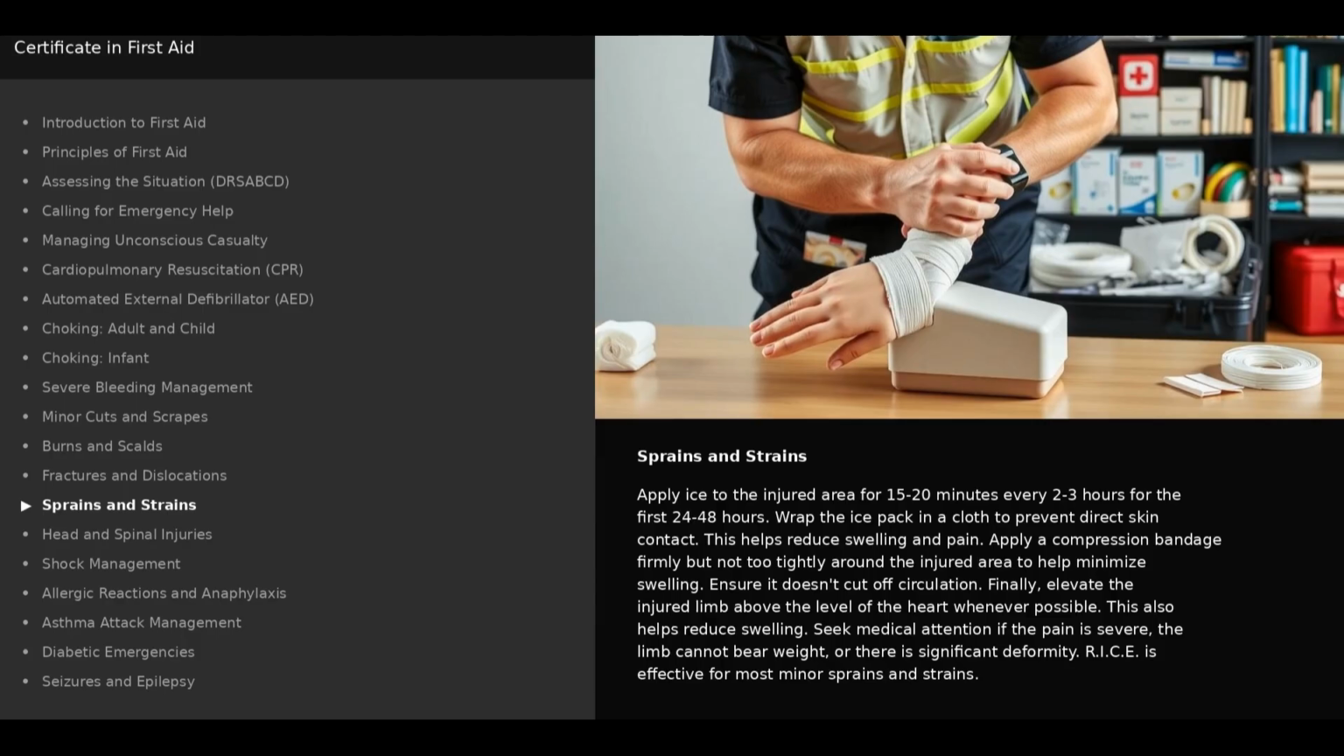Apply a compression bandage firmly, but not too tightly, around the injured area to help minimize swelling. Ensure it doesn't cut off circulation. Finally, elevate the injured limb above the level of the heart whenever possible. This also helps reduce swelling. Seek medical attention if the pain is severe, the limb cannot bear weight, or there is significant deformity. RICE is effective for most minor sprains and strains.